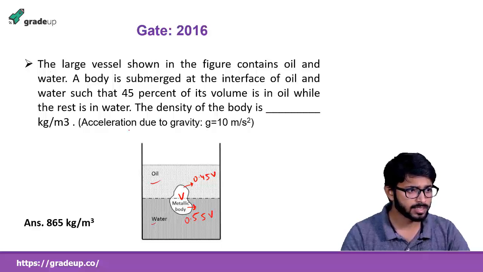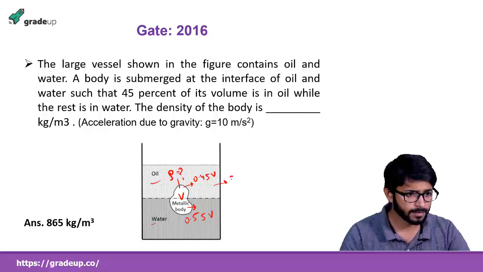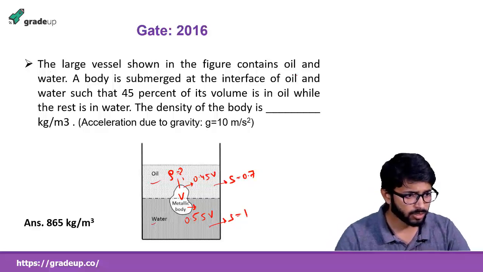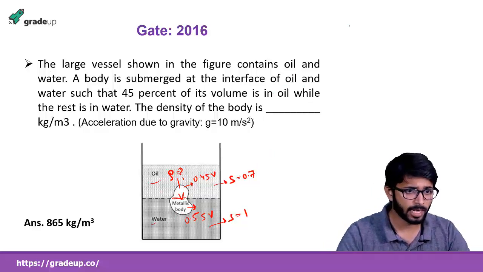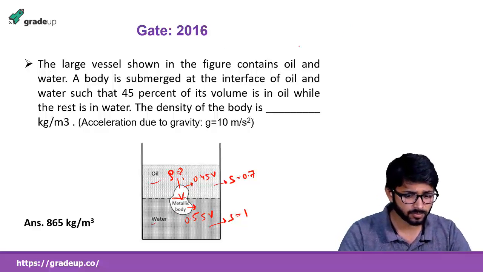We have to find the density rho of this body. There is one thing missing: the oil has specific gravity 0.7, and we know that the specific gravity of water is 1. So how can we find it out? We have to find the separate buoyancy forces acting by the oil and the water on that body and balance the forces in the vertical direction.